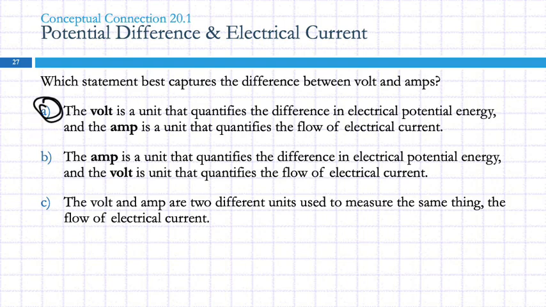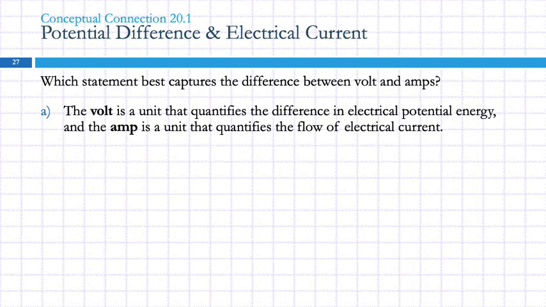And amps are something that you're interested in when you're getting a charger for your cell phone, right? You can get a 1 amp charger or a 2 amp charger. With a 2 amp charger, the electrons can flow twice as fast. Your device is going to charge faster. That's the answer.